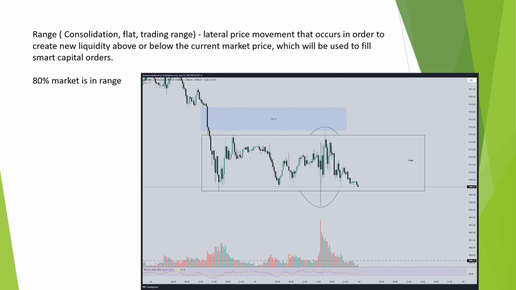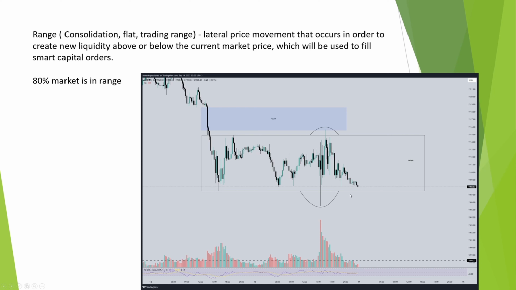Range, or consolidation, or flat trading range, is literally price movement that occurs in order to create new liquidity above or below the current market price, which will be used to fill smart capital. You should understand the market stays in the range 80% of the time, so it's very important to know how to trade it. Range, flat, I can use any word to describe it. This is an example of range, if I'm not mistaken, on gold.